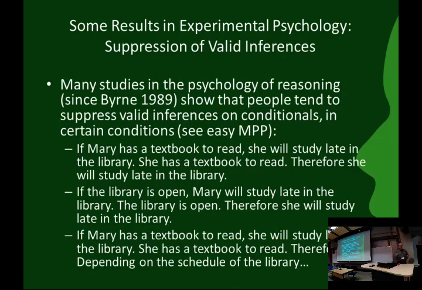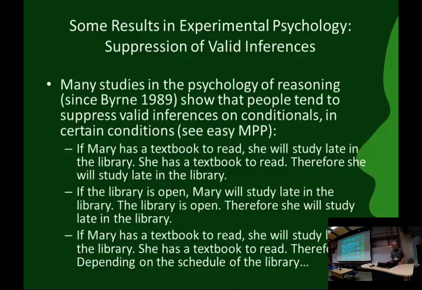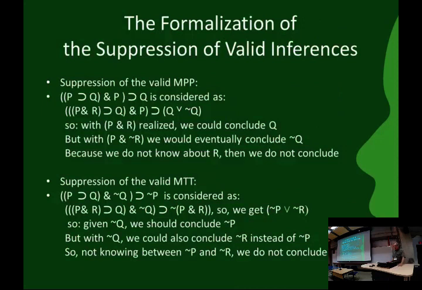Third exercise, we come back to the textbook exercise. If Mary has a textbook to read, she will study late in the library. She has a textbook to read, therefore, and people make the suppression of the valid inference because they will tell you, well, I don't know what happens with the schedule of the library. So we call the schedule of the library a possible disabler of the inference. It's not valid from a logical standpoint, but from a cognitive standpoint, it is valid to do so. So people make suppression of valid inferences with conditionals.